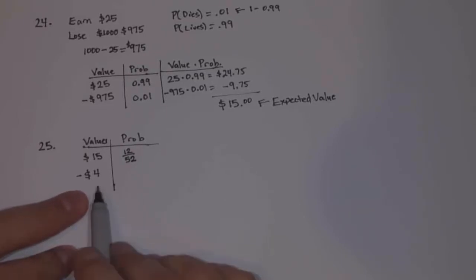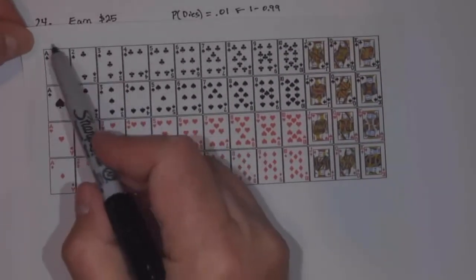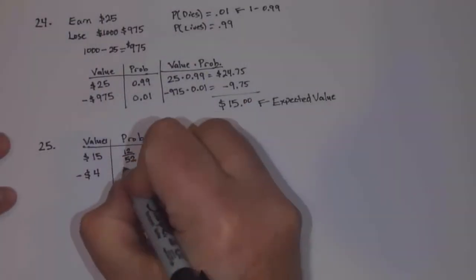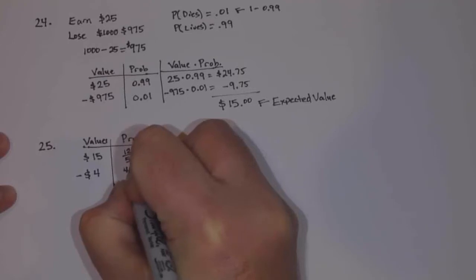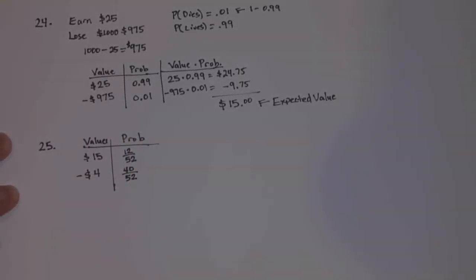Now the probability of losing the $4, well, that's if it's not a face card. All of these cards over here, and there are 40 of them, are not face cards. So the probability of losing $4 is 40 out of 52. Again, we could reduce that if we wanted to.